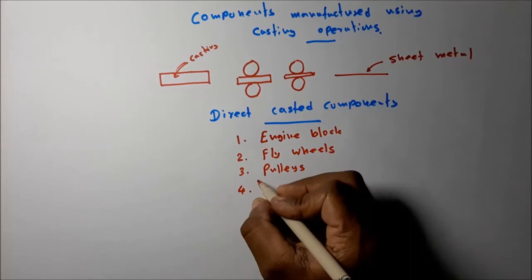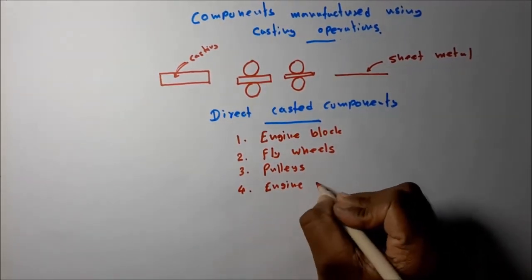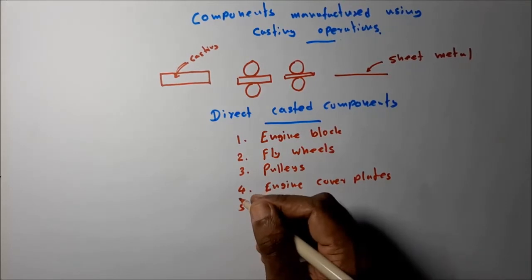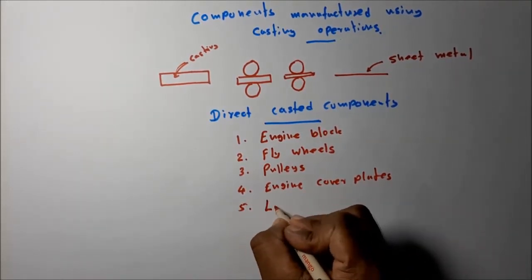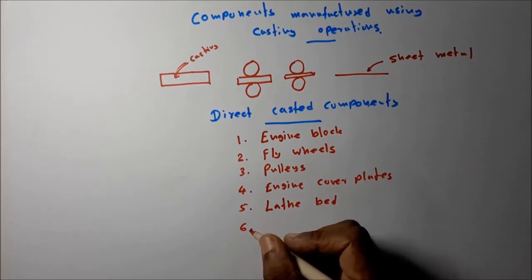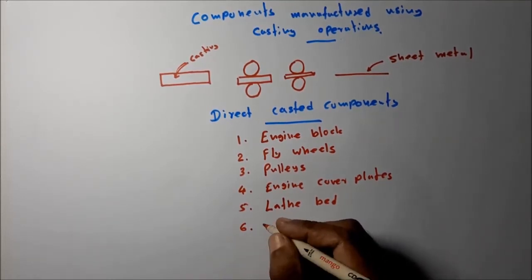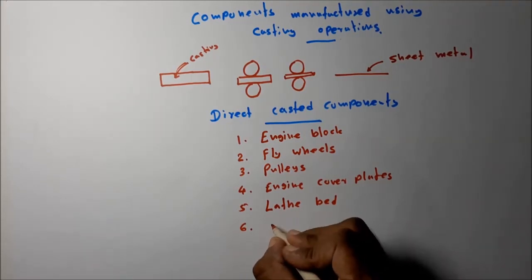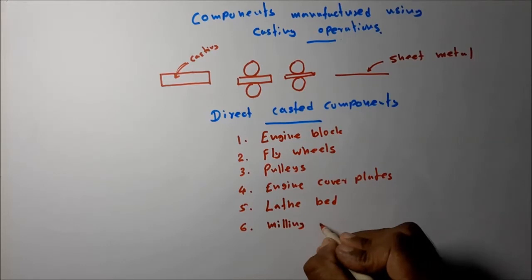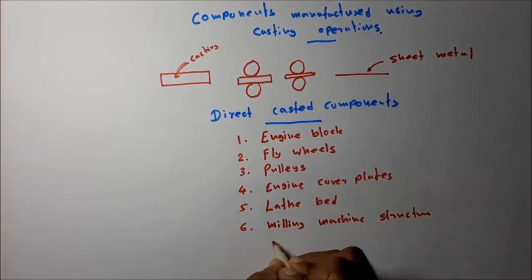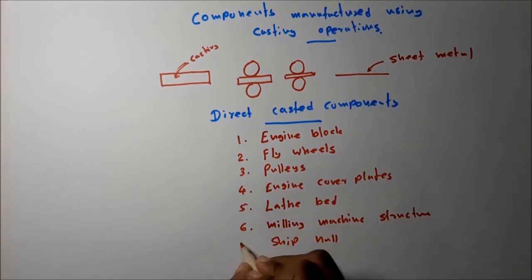the engine cover plates, the machine frame structures, for example the lathe bed. Most of the components of lathe machines are cast components. Headstock components are cast components. The milling machine frame structure, the ship hull. Various cast components we can identify.